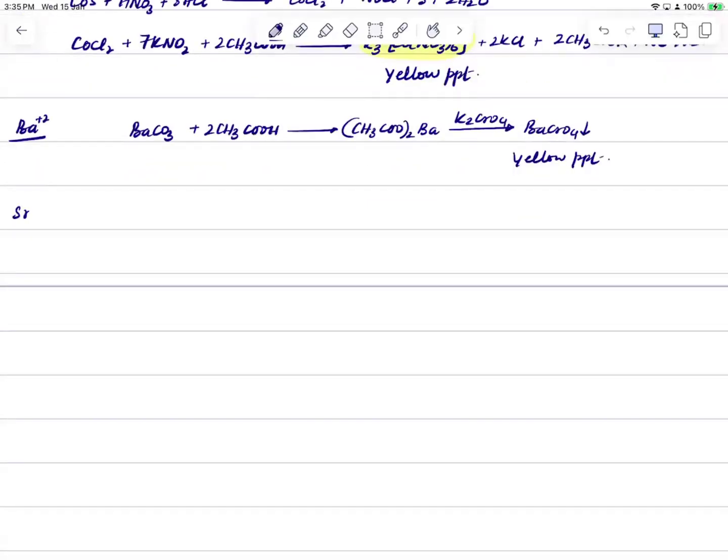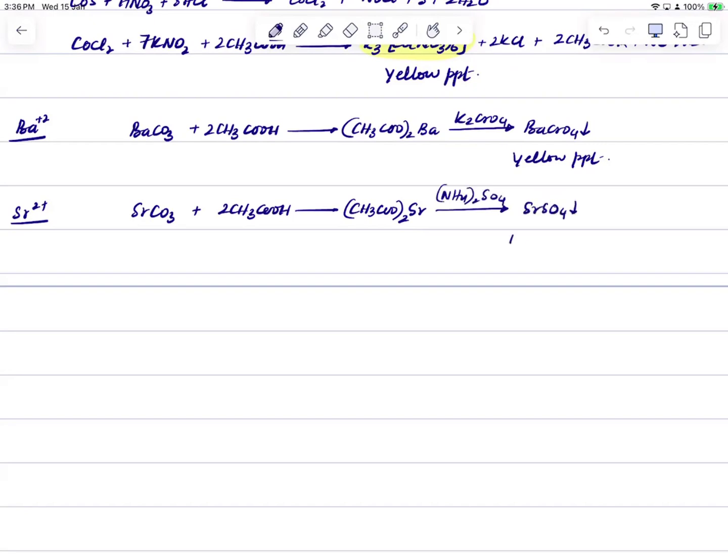Strontium 2+. In strontium 2+, we get SrCO3 plus 2 moles of CH3COOH. We get soluble acetate here, Sr(CH3COO)2. And if you treat that with ammonium sulfate, (NH4)2SO4, then we get SrSO4, which is a white PPT of sulfate. Got it?